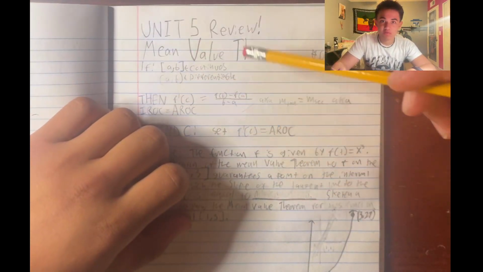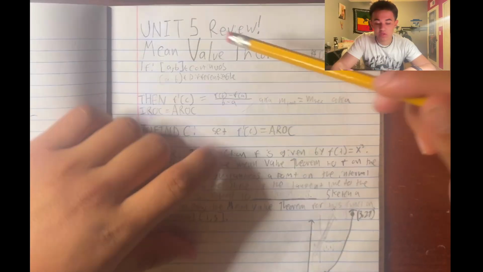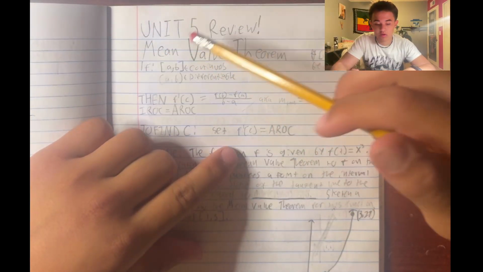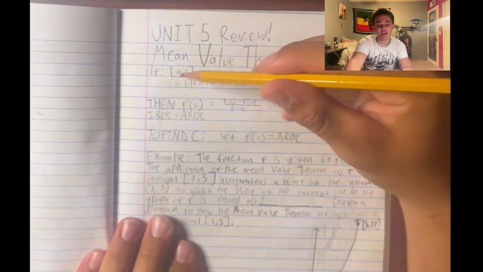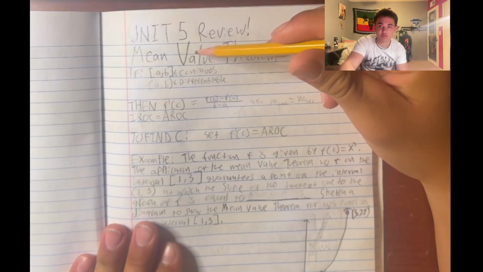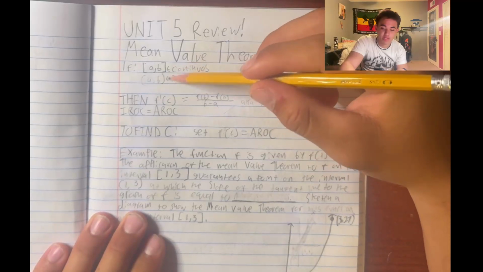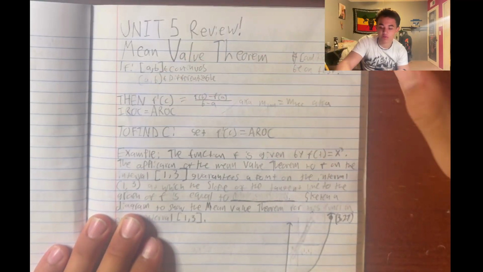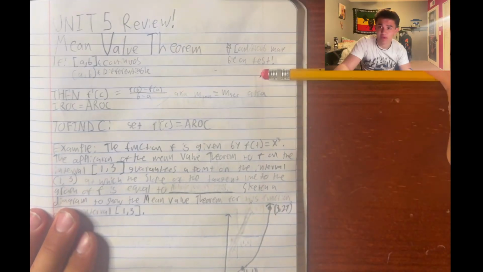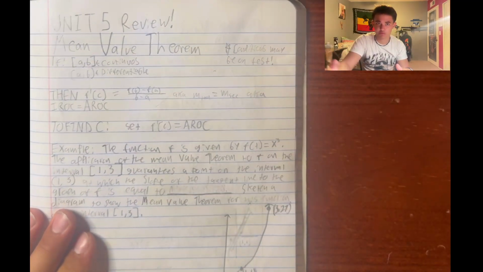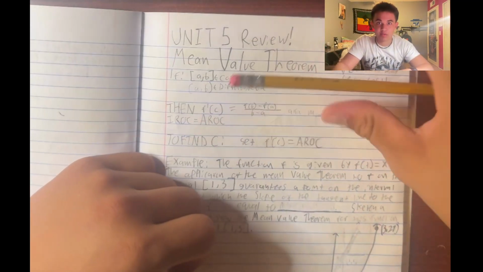The first thing you got to know about Unit 5 review is the mean value theorem. Let me just explain it. So the conditions: if f on the closed interval [a, b] is continuous and f on the open interval (a, b) is differentiable, then you can apply the mean value theorem. And you got to remember these conditions because they may appear on the test by themselves, which is really weird, but it happened to me.